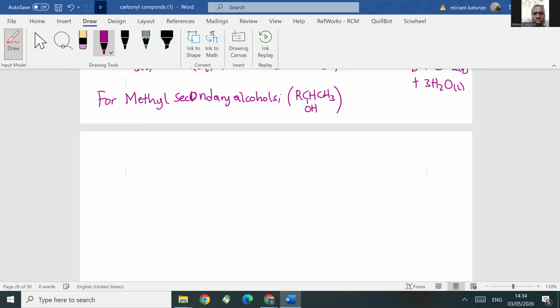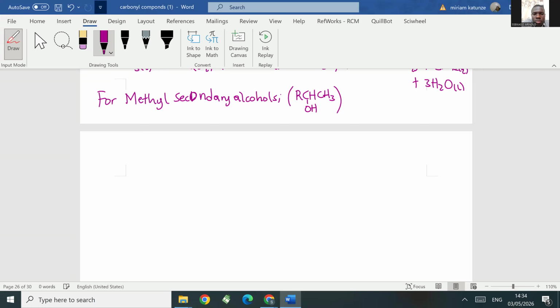Otherwise, if you are looking at CH3, CH2, CH, CH2, CH3, OH here, this is not a methyl secondary alcohol. It doesn't undergo the iodoform test. I've emphasized that. Now, the equation does not differ much.